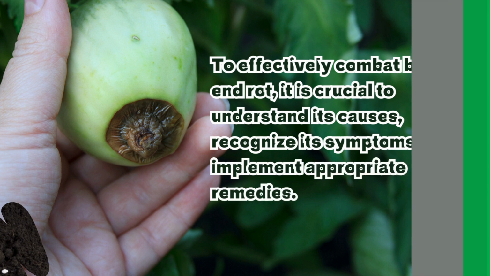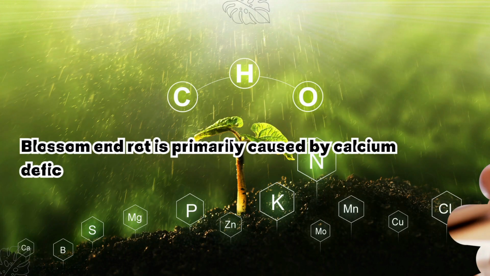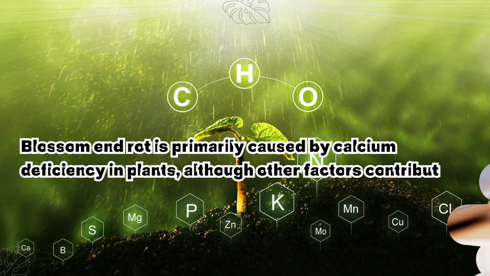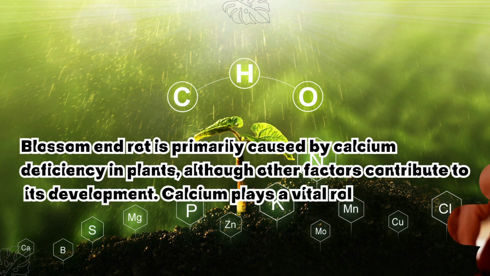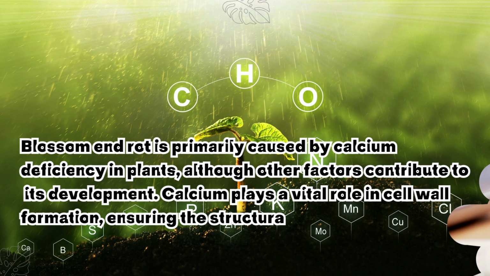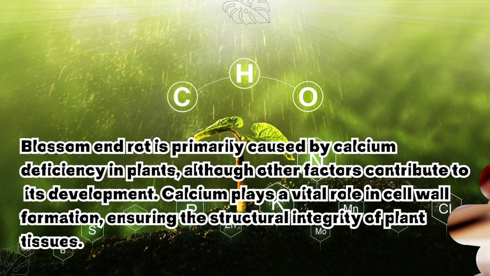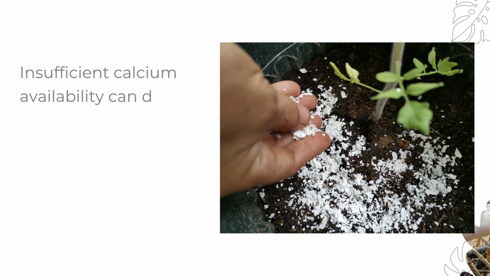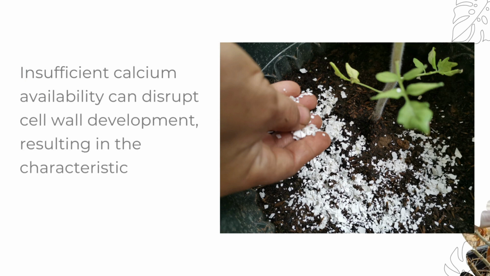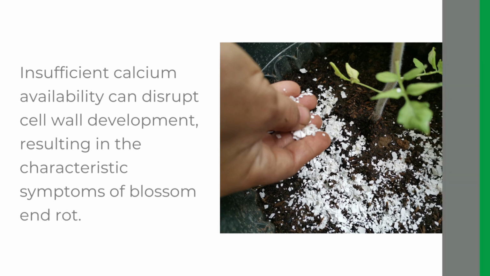appropriate remedies. Blossom end rot is primarily caused by calcium deficiency in plants, although other factors contribute to its development. Calcium plays a vital role in cell wall formation, ensuring the structural integrity of plant tissues. Insufficient calcium availability can disrupt cell wall development, resulting in the characteristic symptoms of blossom end rot.